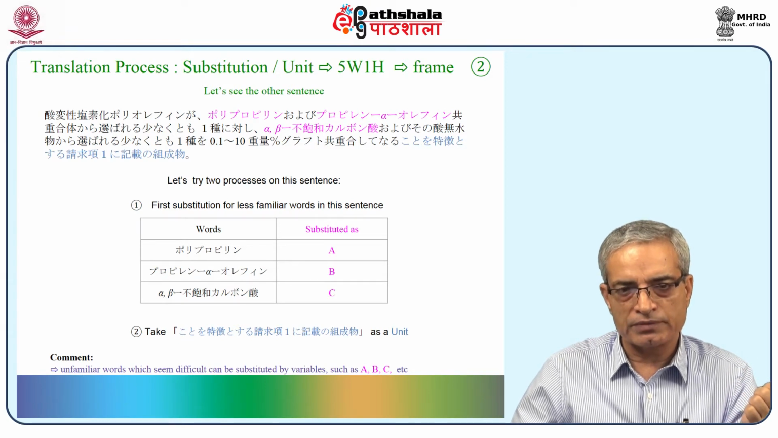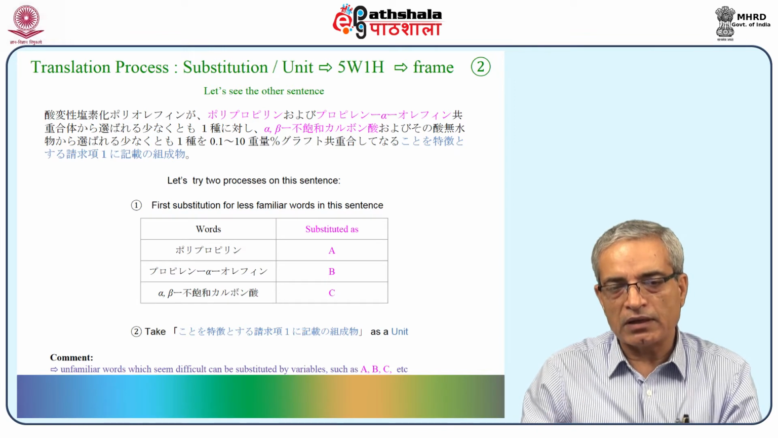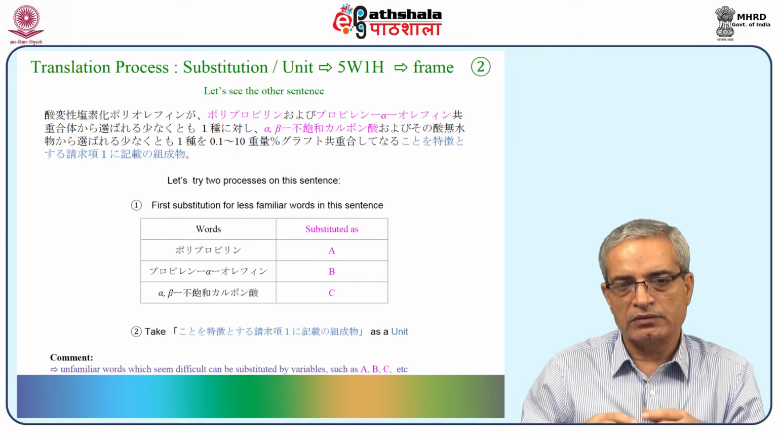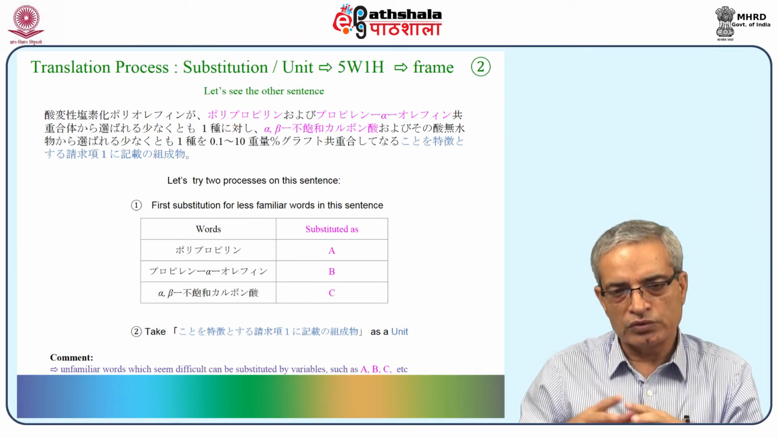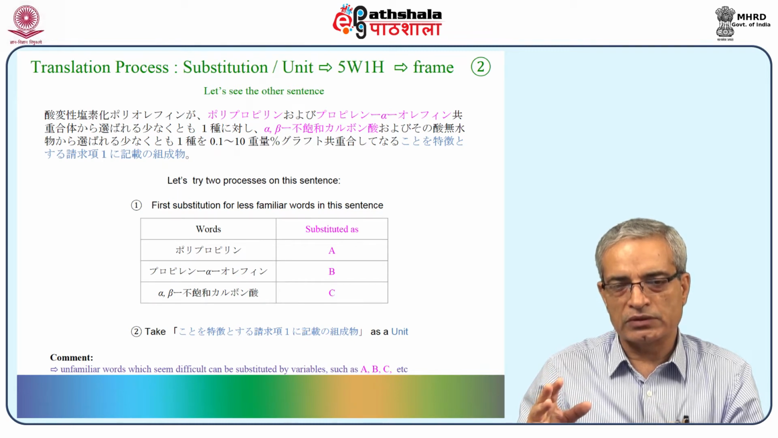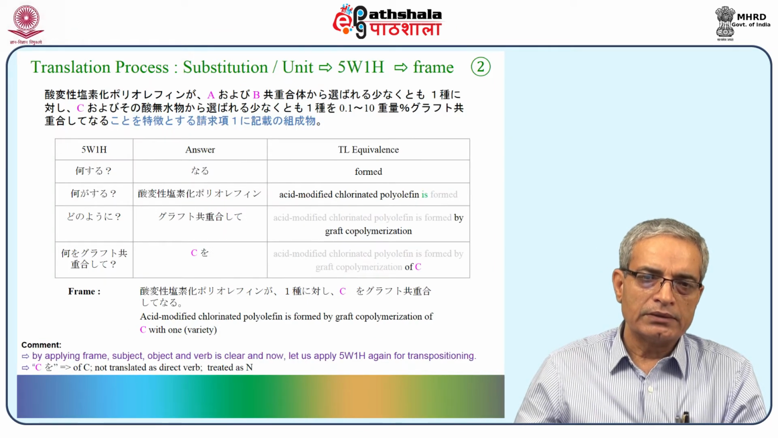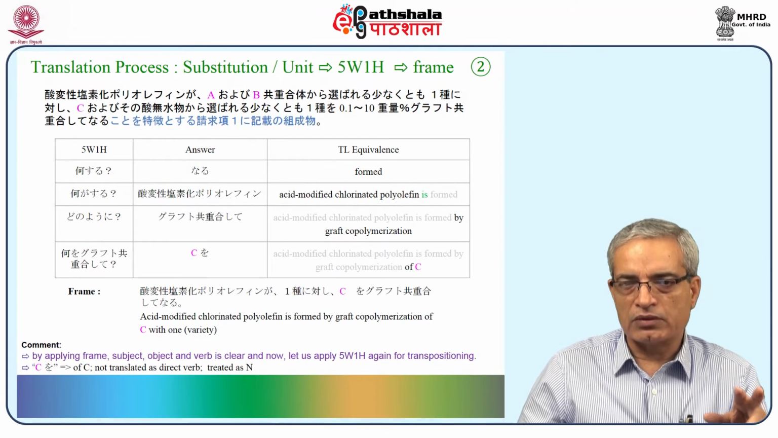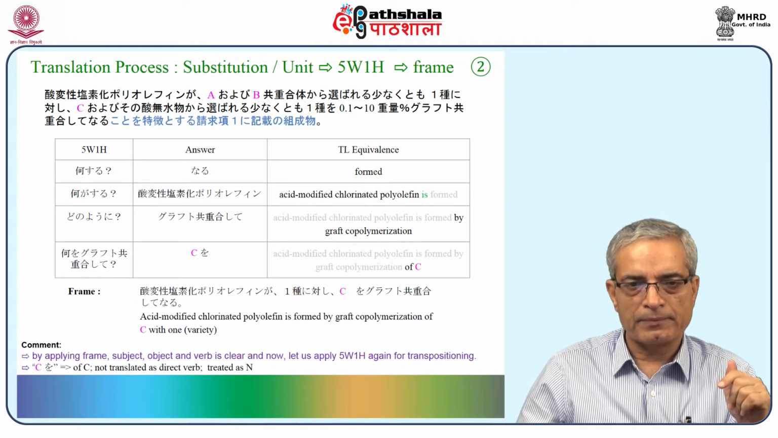So let's do it as a unit. And the principle here is that unfamiliar words which cause some degree of difficulty in reading, you substitute these words or these nouns with ABCD or XYZ, and this helps. The translation process now is the substitution, the unit, 5W1H, and then the frame.